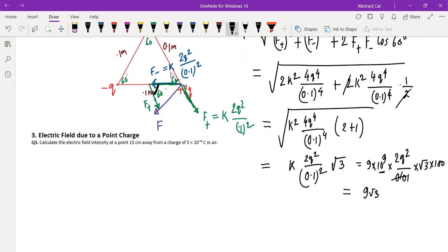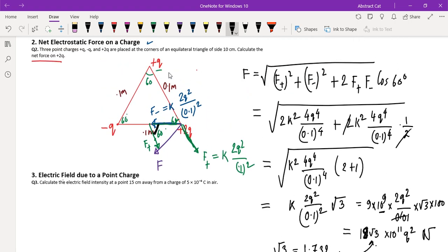9 into 10 to the power 9 or 2. So 18. 9 into 2, 18. 18 root 3, 10 to the power, 9 plus 2, 11. Q square, force in Newton. If you want to solve that, we know the root 3 value is 1.732. So if you want to calculate, just put 1.732 here, and you get the result.